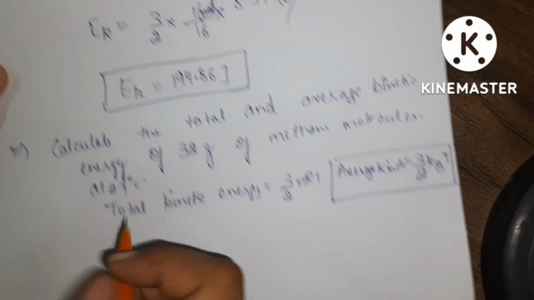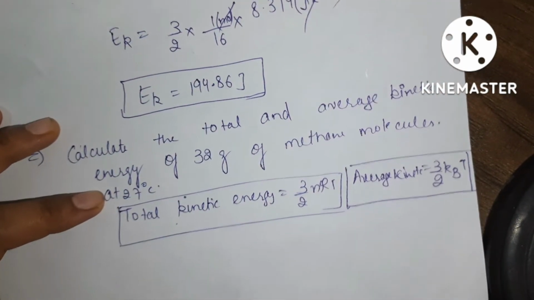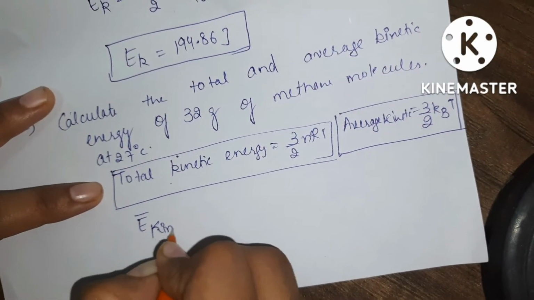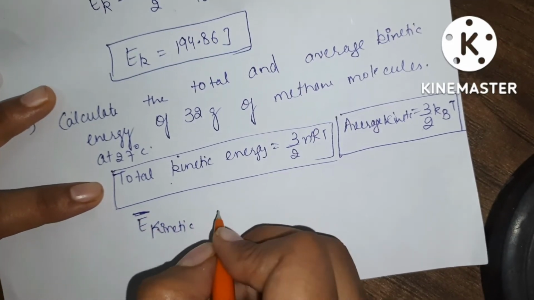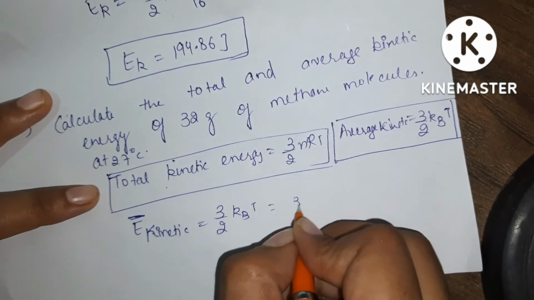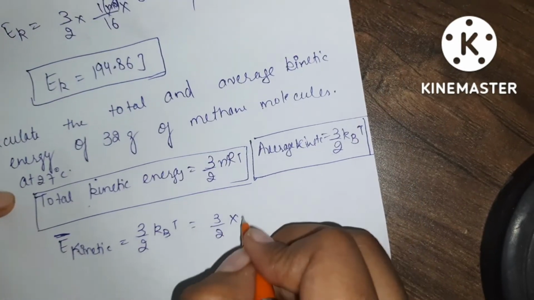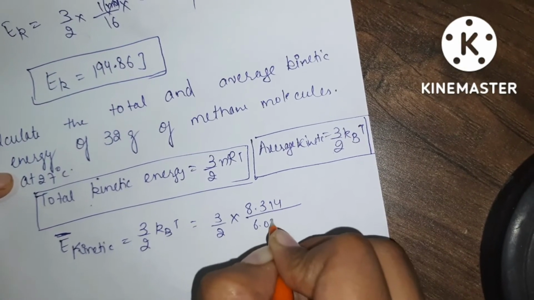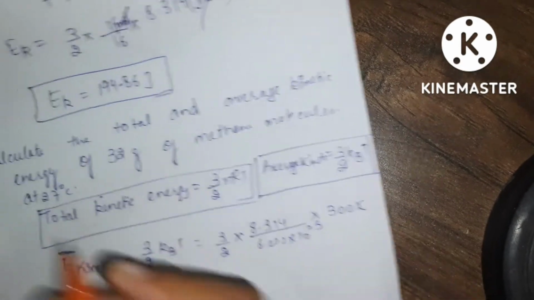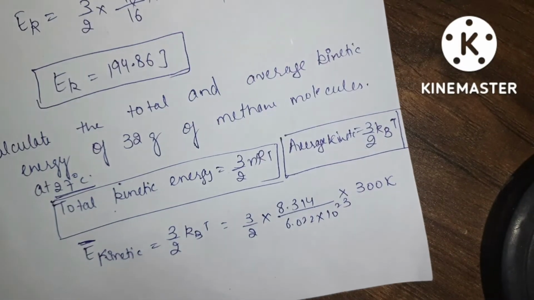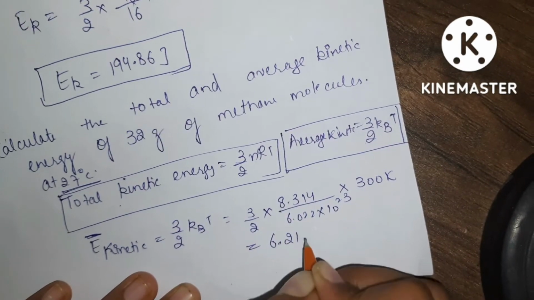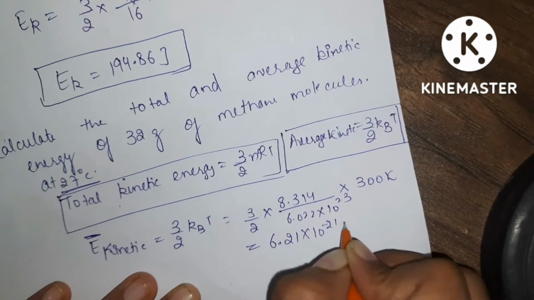3 by 2 kBT. So the average kinetic energy is equal to 3 by 2 kBT, which is 3 by 2 into 8.314 divided by 6.022 into 10 raised to power 23, into 300 Kelvin, because 27 degrees was the temperature in Celsius scale, so the Kelvin scale is 300 Kelvin. It gives us the answer 6.21 into 10 raised to power minus 21 joule.